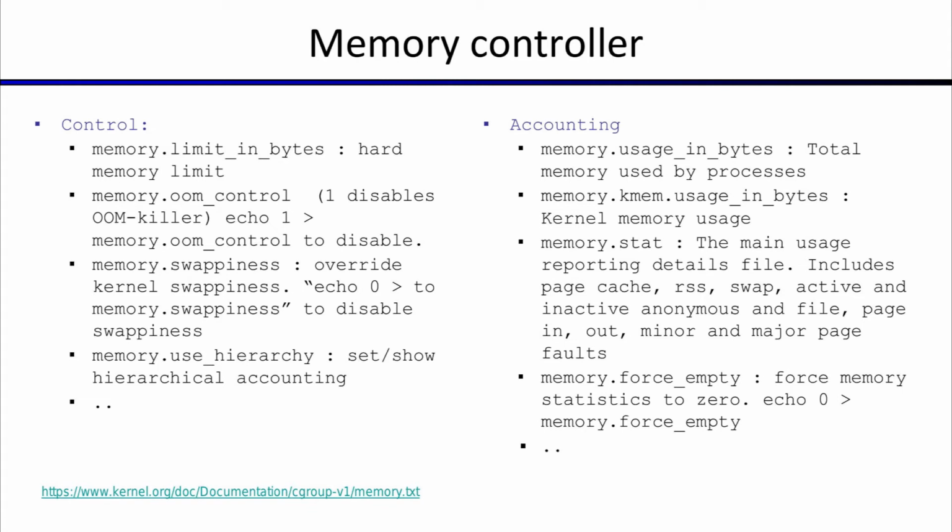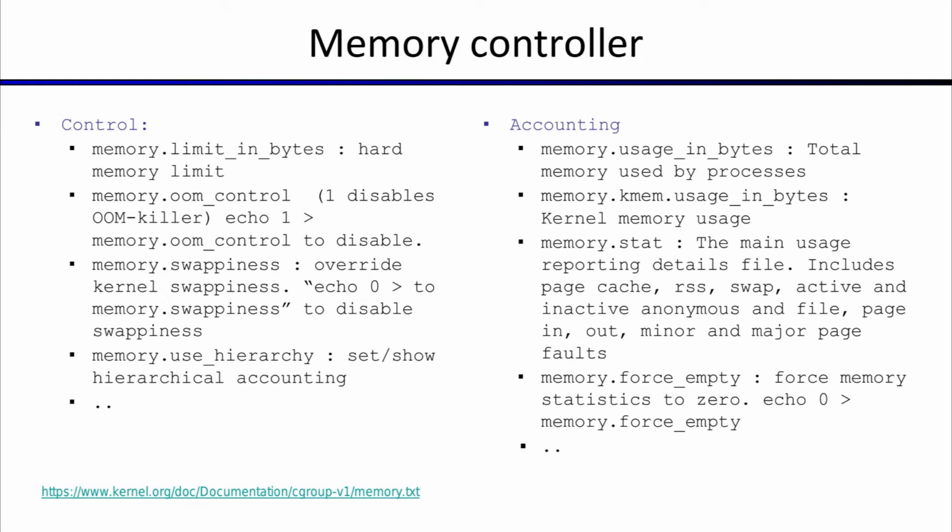On the accounting side, you can definitely get the actual usage in bytes happening right now, and kernel usage in bytes. memory.stat provides you a lot of detailed level accounting information that you could get for the overall system. Now you can get it for the cgroup processes as well. And over time, if you want to reset your statistics, you can just call memory.force_empty, and that'll reset the statistics.